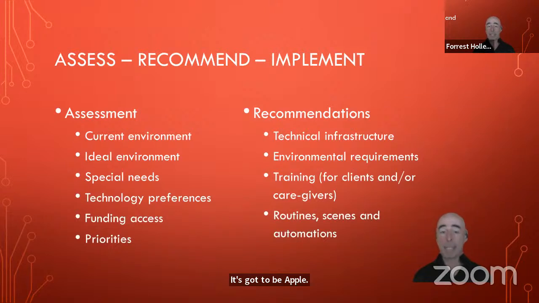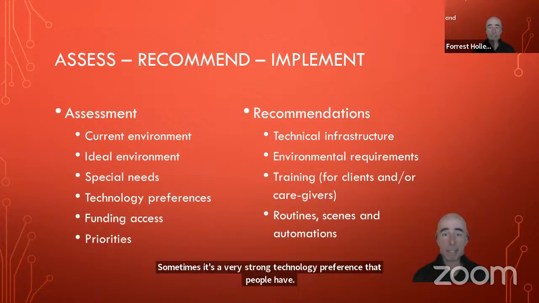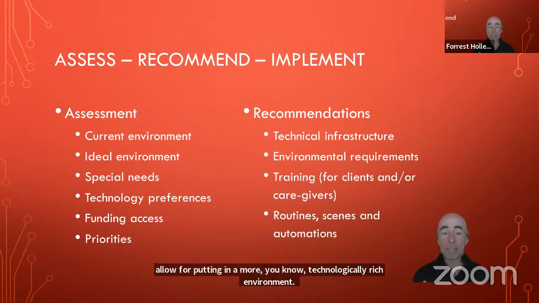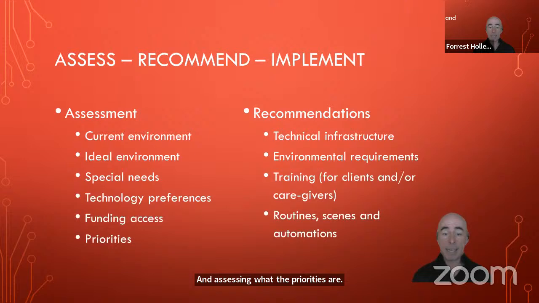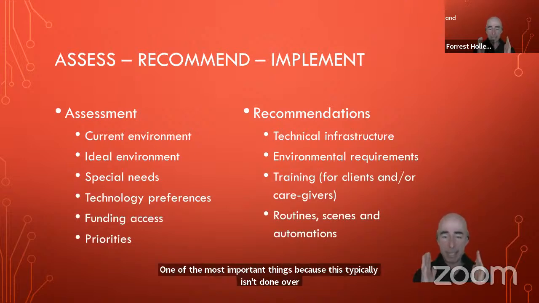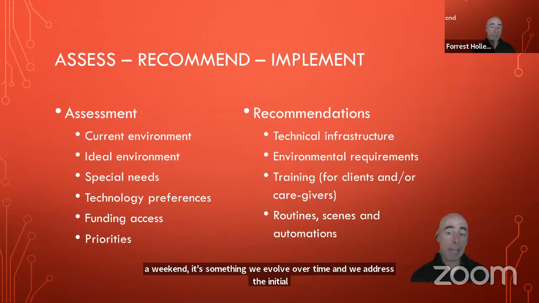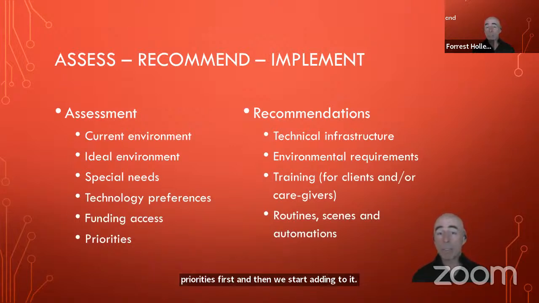So sometimes people have very strong technology preferences. Then there's funding access, being able to afford the various technologies. We might need to go for a more limited scale if the funding doesn't allow for a more technologically rich environment, and assess what the priorities are. So what are the most important things? Because this typically isn't done over a weekend. It's something that we evolve over time, and we address the initial priorities first, and then we start adding to it over time. And then we provide a set of recommendations, technical infrastructure, environmental requirements.